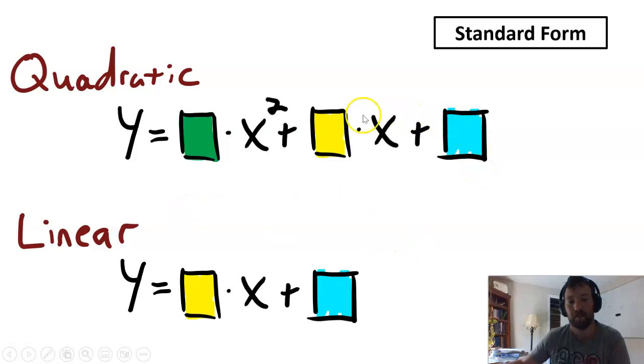So on the top we have a model. This function will model quadratic number patterns.